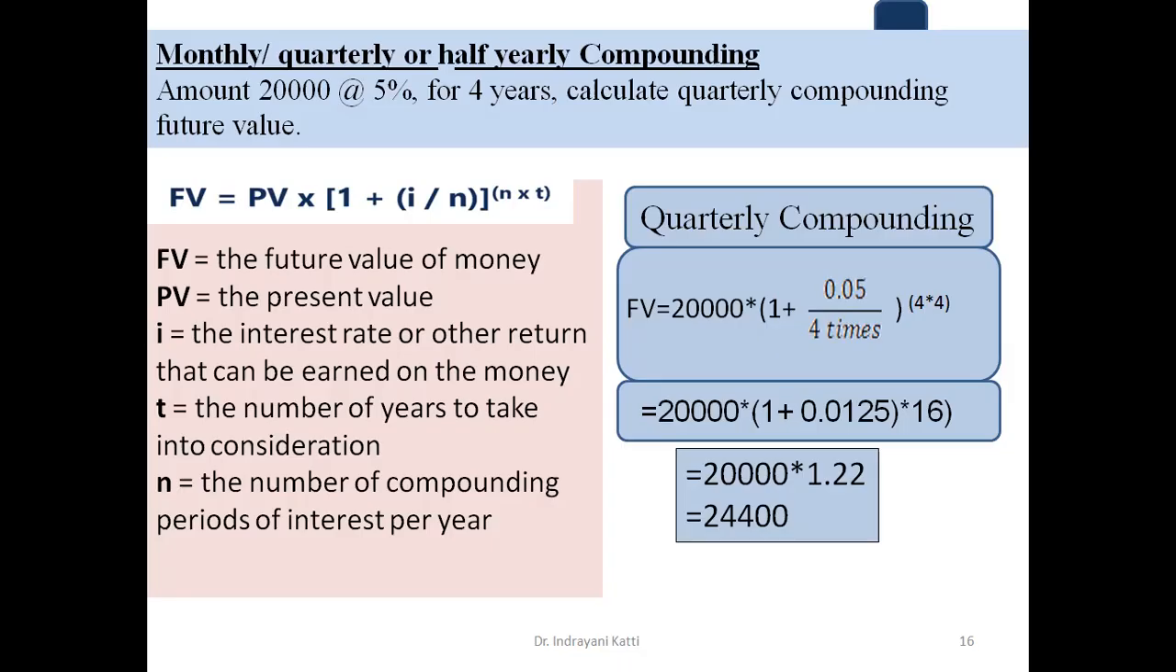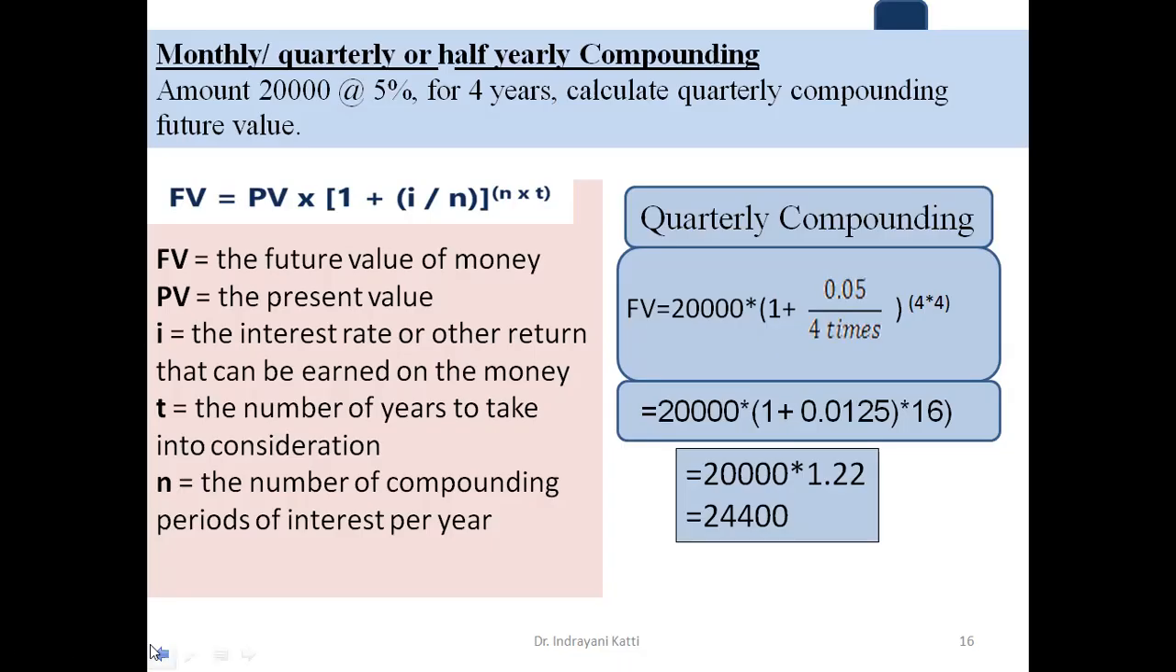The amount is rupees 20,000 at 5% for 4 years. If you deposit this amount, what is the quarterly compounding future value? The simple formula we write here is future value is equal to present value multiplied by 1 plus, in bracket, I divided by n, complete the bracket, as well as the whole bracket raised to n multiplied by t. So these are the notations.